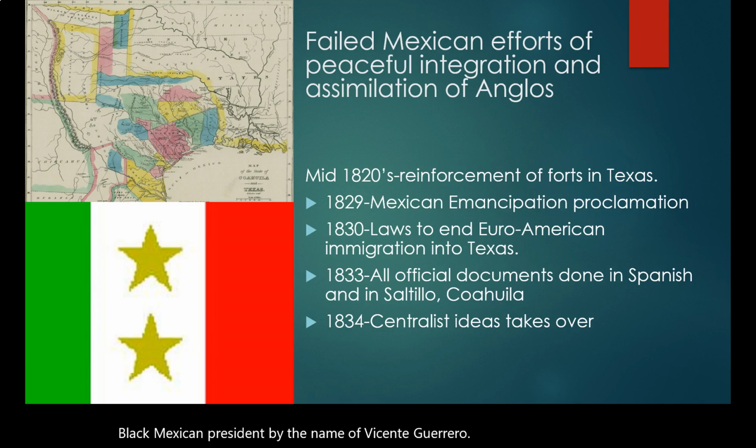And then in 1830, Mexico passes laws to stop Euro-American immigration into Texas. However, this is not fully enforced because it's really hard to enforce, and Anglos continue to come in to Texas illegally, if you will.